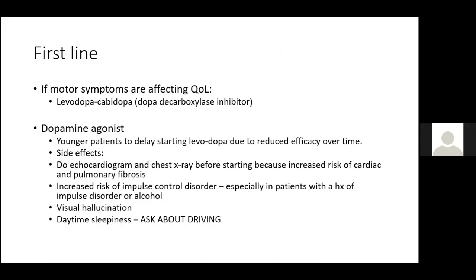You can use dopamine agonists. These can be used for younger patients because you want to delay starting levodopa, because with levodopa you get reduced efficacy over time. So if it's a younger patient with Parkinson's disease, you want to try and use something else instead of levodopa, and these can be dopamine agonists. However, there are some side effects with dopamine agonists, and they can cause cardiac and pulmonary fibrosis. You can get increased risk of impulse control disorder, especially in patients who've had a history of impulse disorders or alcohol abuse. It can present with visual hallucinations and daytime sleepiness.